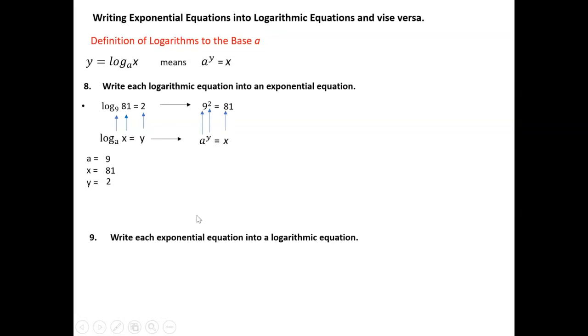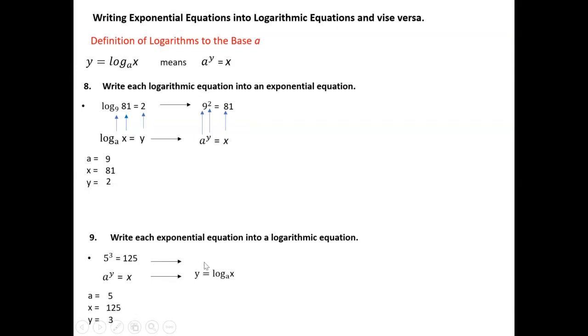Now we're going to go the other way. They're going to give you an exponential, and you have to go from exponential to logarithmic equation. So 5 to the third power equals 125. Okay, so I have to go from exponential to logarithmic. My a is 5, my y is 3, and my x is 125.